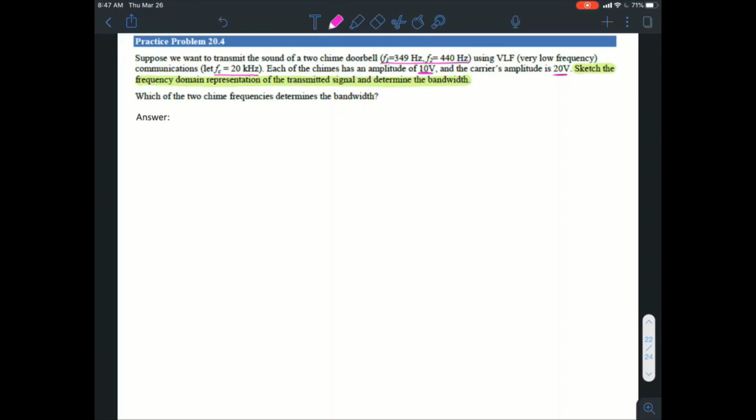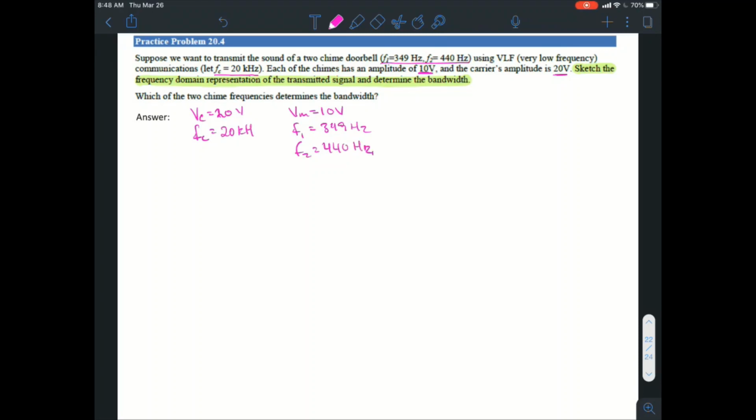So if we look at this representation, we could write the entire signal out if we wanted to, but we don't need to. What I'm going to do is say, I know what V sub C is. It is 20 volts. I know what F sub C is. It is 20 kilohertz. I know what V sub M is. It is 10 volts. And I know what F1 is. It's 349 hertz. And I know what F sub 2 is. It is 440 hertz.